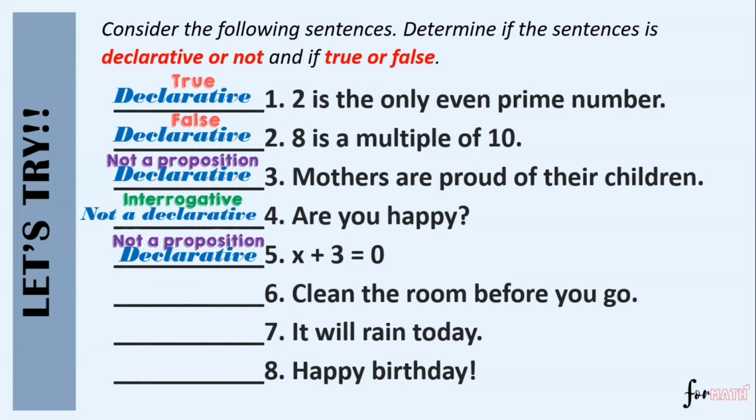Okay, number 6, clean the room before you go. So it's not a declarative because it's an imperative sentence. Baga, it's a command sentence. Number 7, it will rain today. So number 7 can be declarative, but it's not a proposition. Because we cannot say if it will rain today or not. Okay? Pwede nating masabi by looking at the clouds, pero paano kung hindi naman pala umulan, kung makulimlim lang naman pala. Okay, so hindi natin ma-identify kung true ba siya or false.